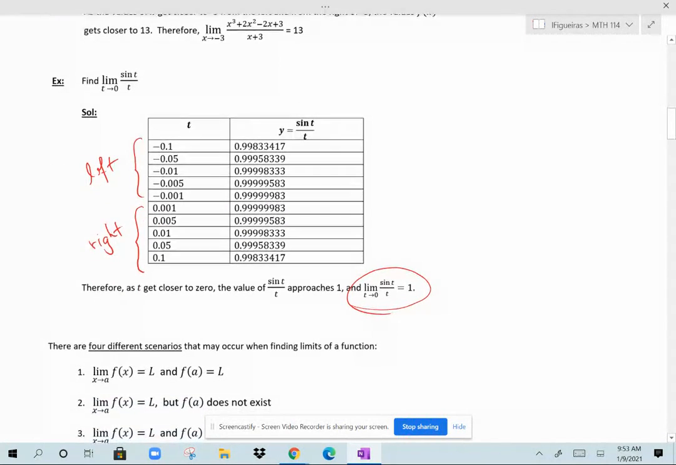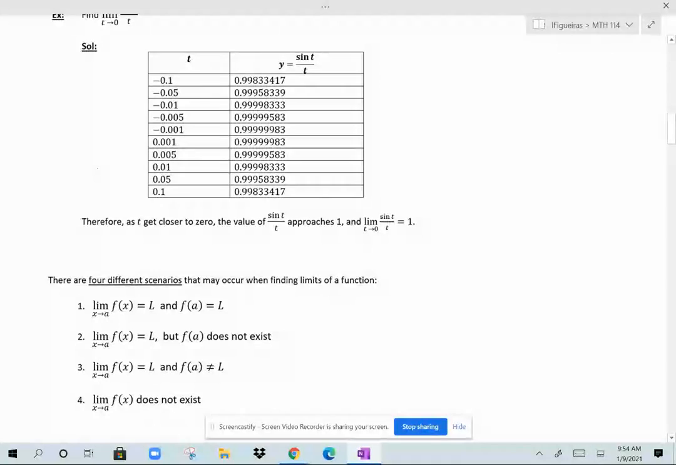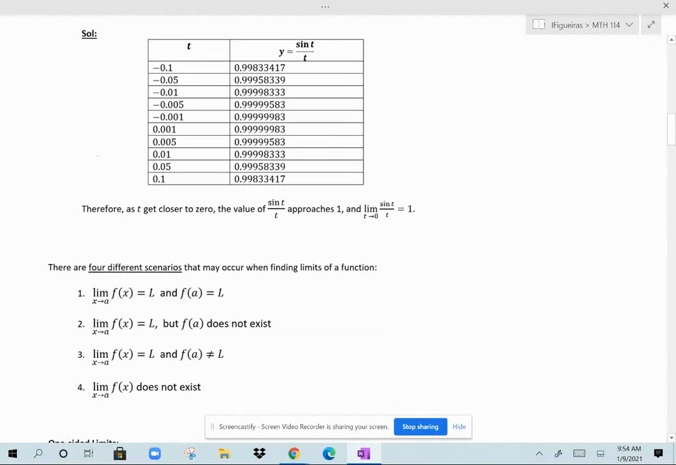So now let's look at different scenarios that could occur with limits. So these two numerical examples, I showed you that the limit exists, but the limit won't always exist, and there'll be different scenarios to consider. In the first example, the limit as x approaches a of f of x equals L, but in this example, f of a is defined, it's in the domain, and f of a equals L. That's the simplest of all the scenarios.